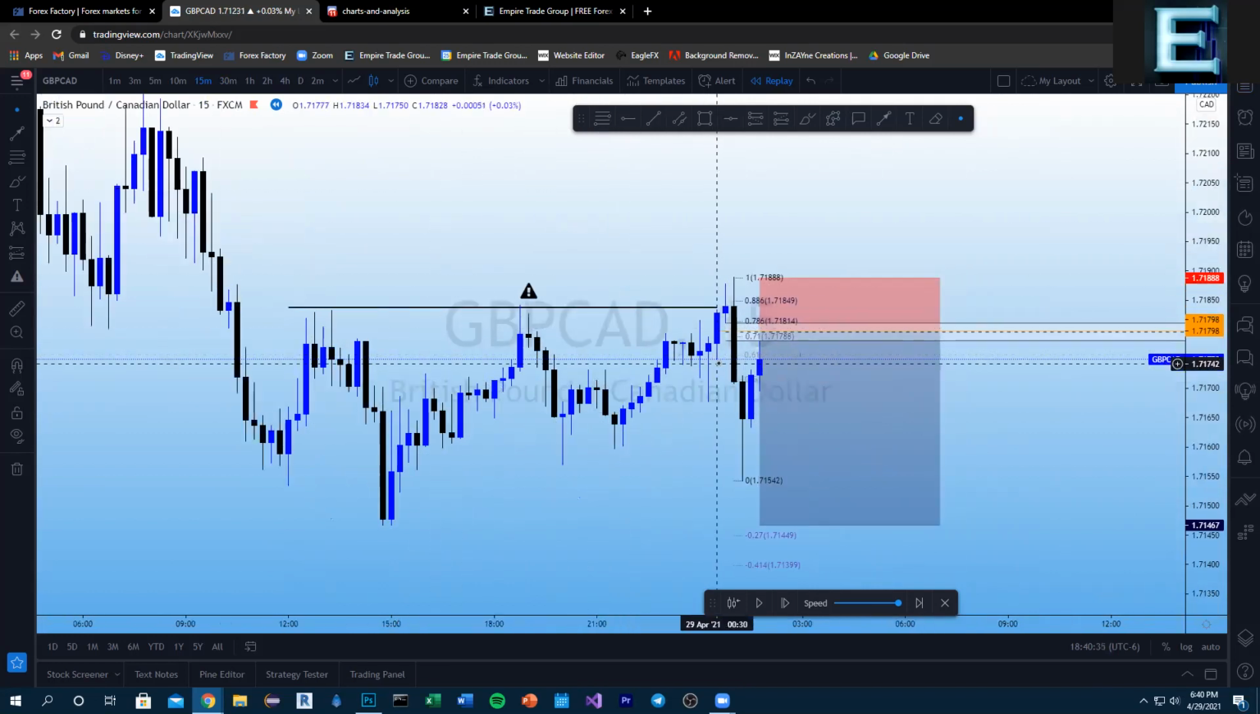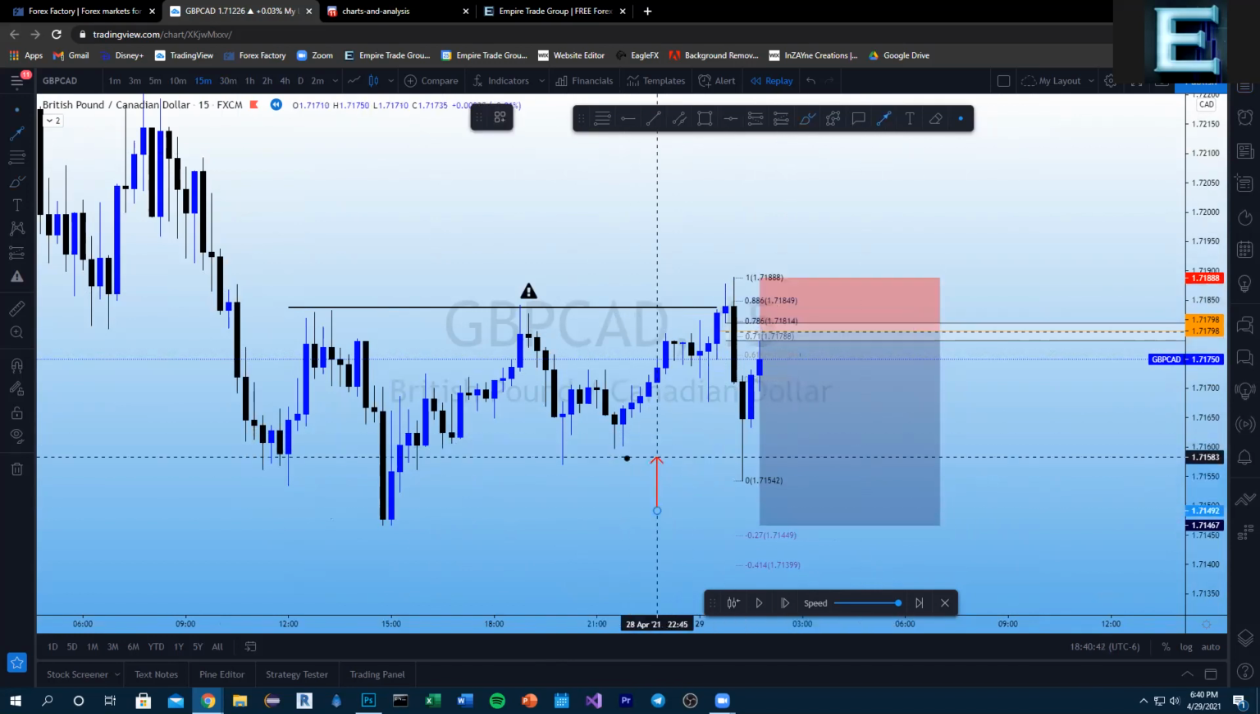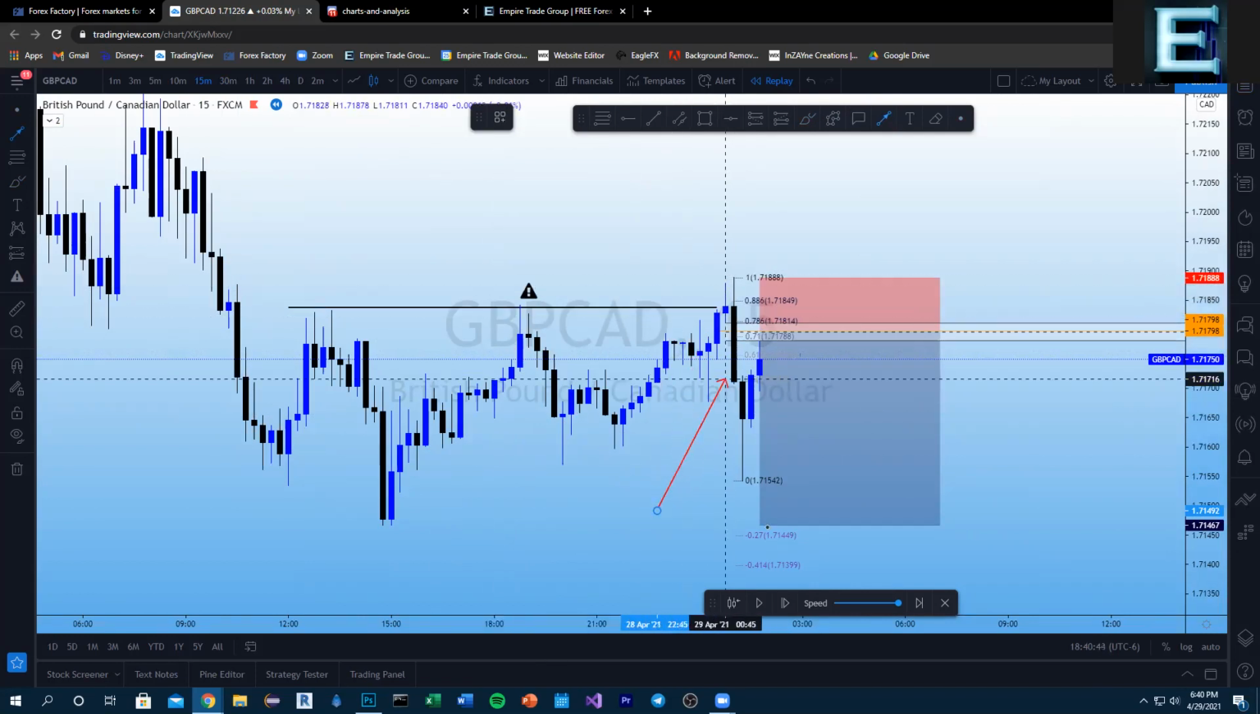So what I saw was, again, price shot up. I started looking for my points of interest. One, we got the break of structure right here, right? Price shot up, cleared liquidity, dropped, broke structure. Cool. Price is now retracing.